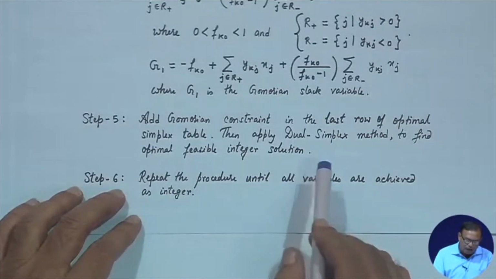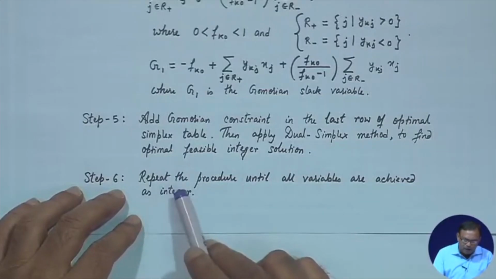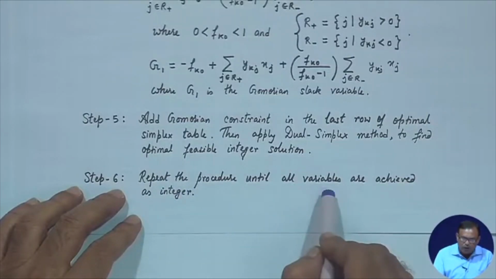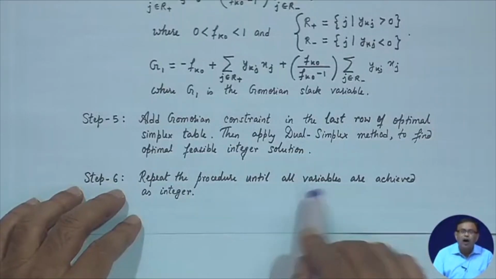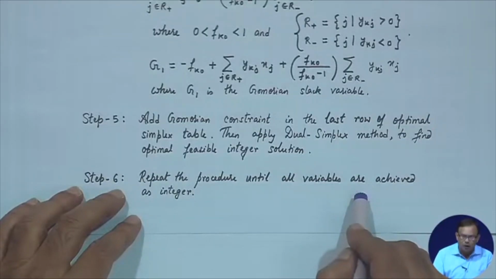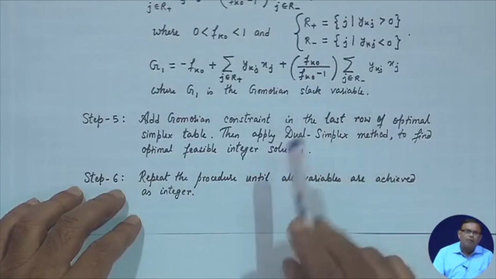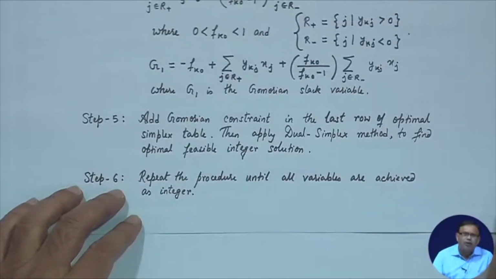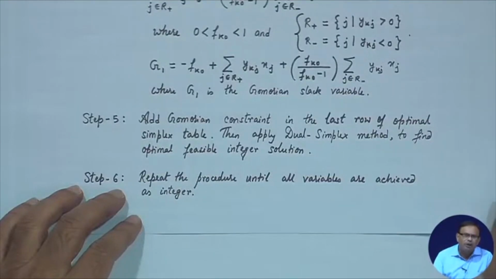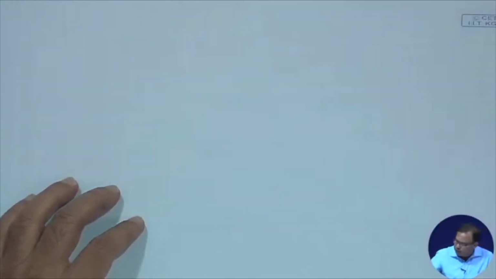And once I have obtained it, then step 6: repeat the procedure until all required variables are integers. So, I have to go on adding the constraints until I obtain the values of the decision variables as integers, which are required. Now let us take one example and see how we solve this particular problem.